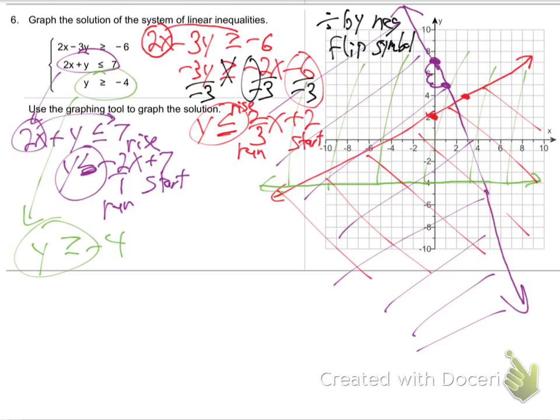Okay, so where do all 3 shadings overlap? Looks like that inside triangle thing again. That's where you have all 3 shadings on that. So that's the answer, is where all 3 overlap in their shading.